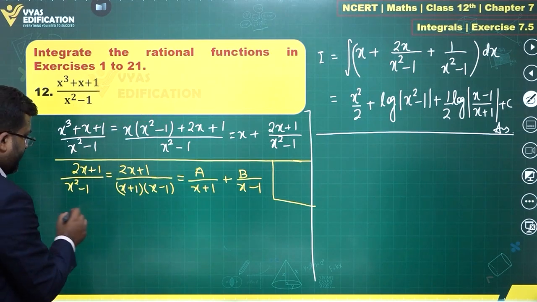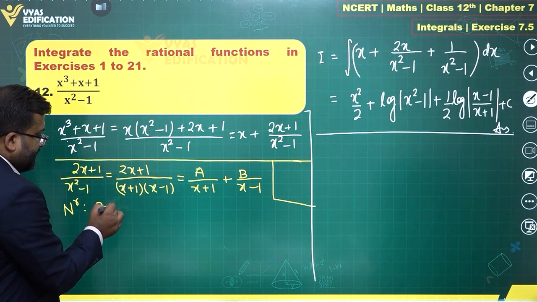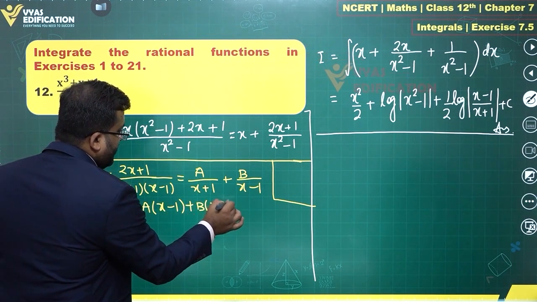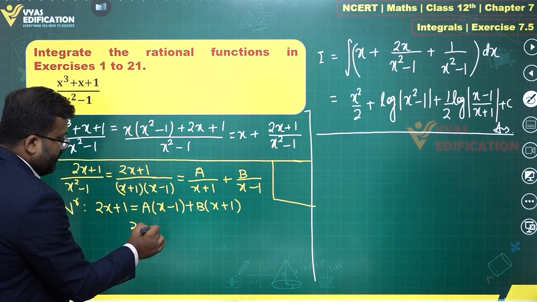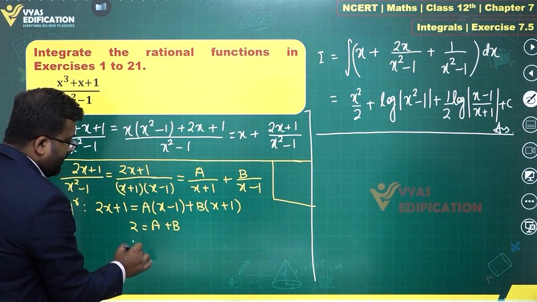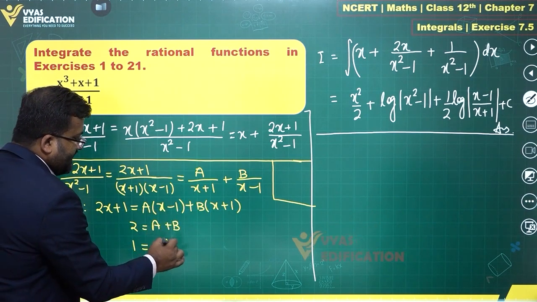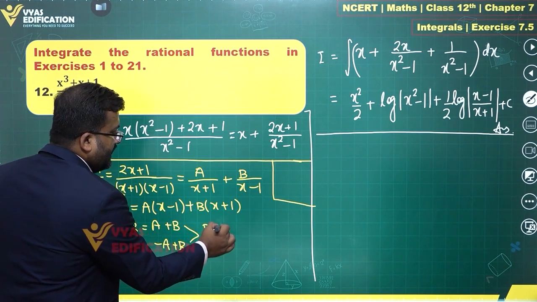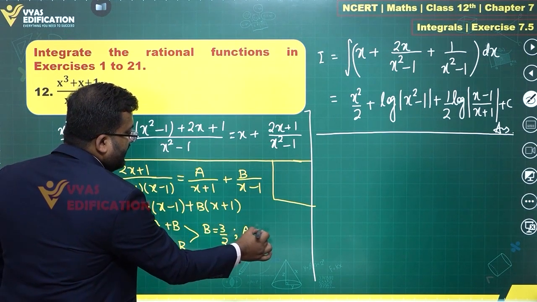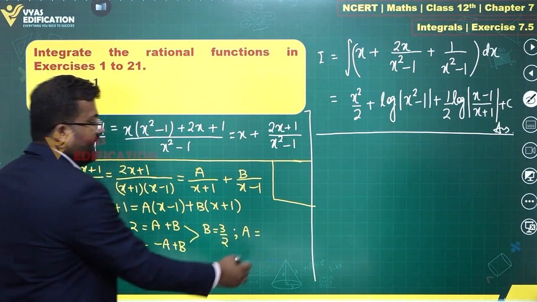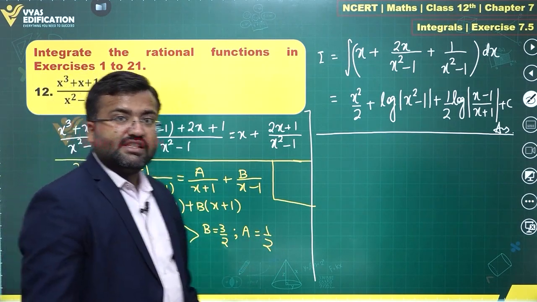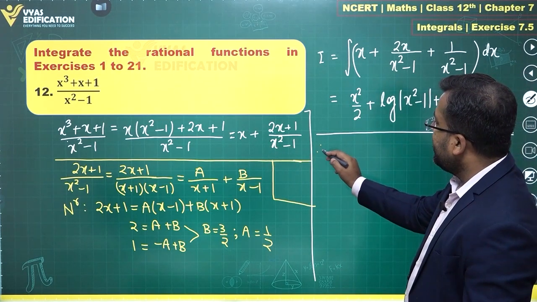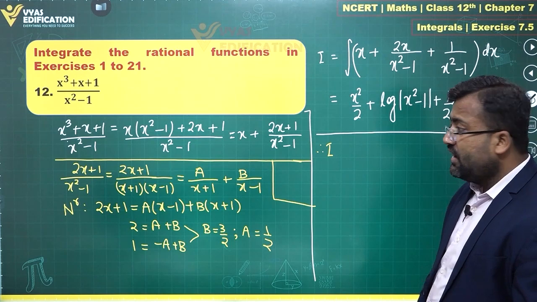So you can use those ideas, or you can compare the numerators. 2x plus 1 is equal to a times x minus 1 plus b times x plus 1. Using the coefficient of x, 2, which is a plus b, and the constant term 1, which is equal to minus a plus b, what do we get? B is 3 by 2, as we said initially. A is 1 by 2, right? So A and B have been found, and we have written the complete integral as a sum of partial fractions, right? So using this alternative approach, what do we get?